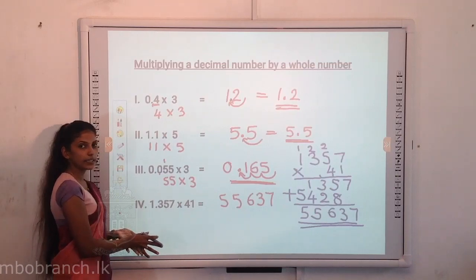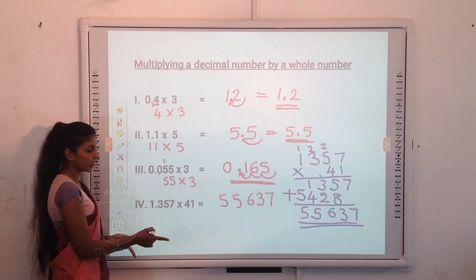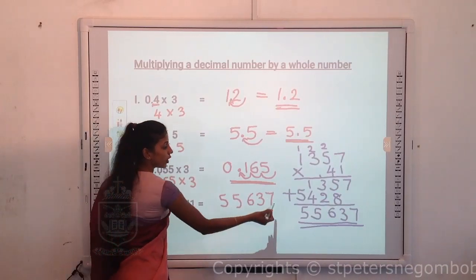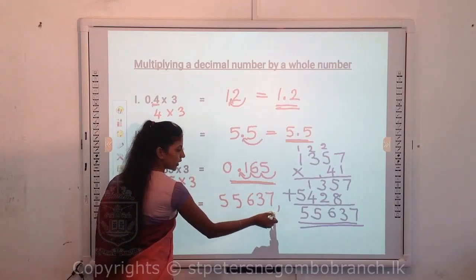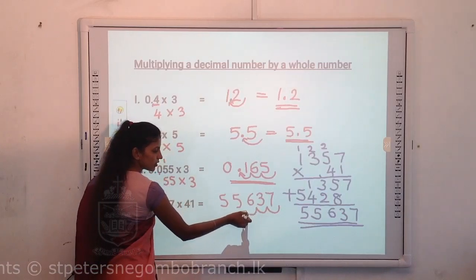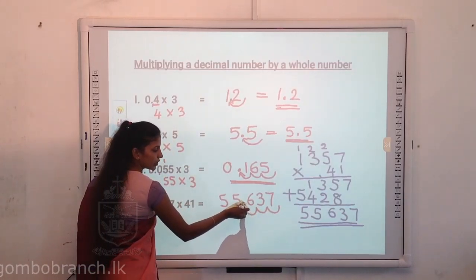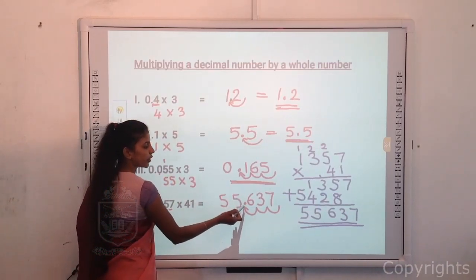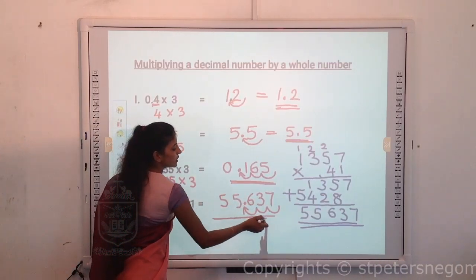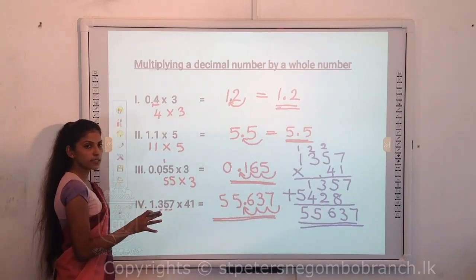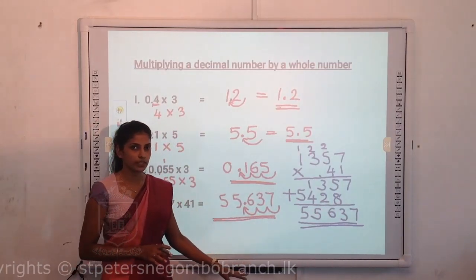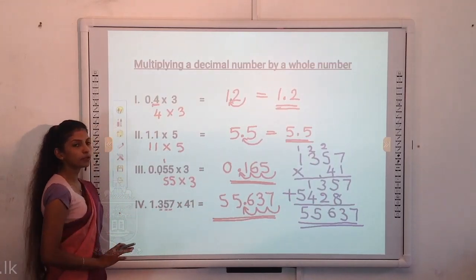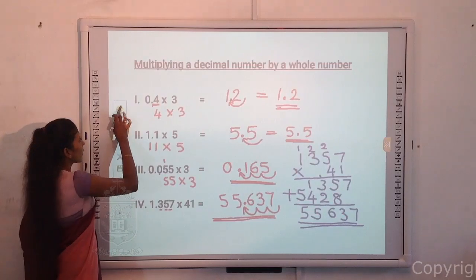But in the final answer, we have to consider the point again. So count how many places. There are 3 places. That means from the end, you have to take 3 moves like this and stop at that point. Keep the decimal point there. So the answer is 55.637. So it is very easy. Just neglect the decimal point and do the normal multiplication. For the final answer, you have to consider the decimal places and then put the decimal point according to that.